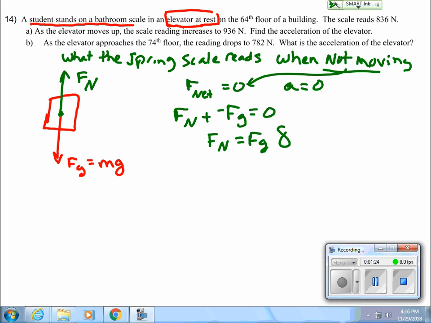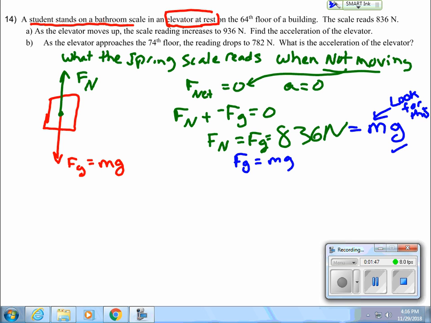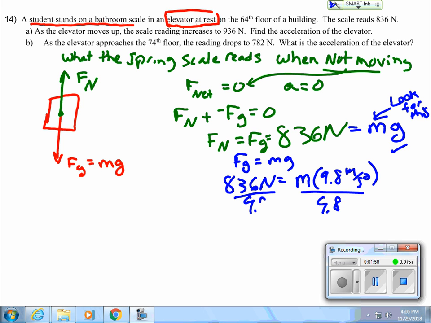And I'm telling you that that is equal to 836 newtons. What do we also know about the force of gravity? This is equal to mg. So we can say 836 newtons is equal to mass times 9.8 meters per second squared. Divide by 9.8 meters per second squared on both sides, and these cancel out.